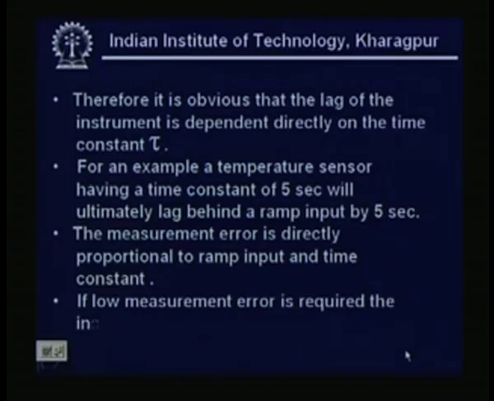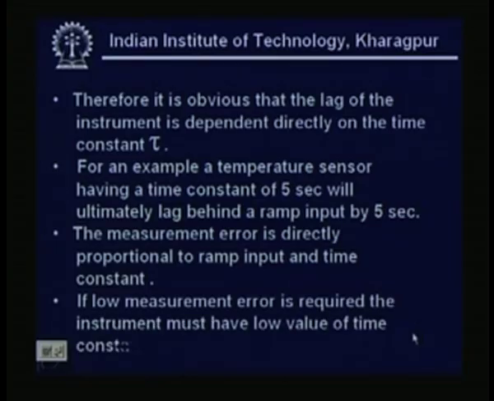If low measurement error is required, the instrument must have a low value of the time constant. It is quite obvious. This is not necessary in the case of step input, because ultimately it will reach the final value, and the time constant only controls after what time the steady state error will be 0. Whereas in the case of ramp input, if you want to reduce the steady state error, you have to choose the value of the time constant smaller and smaller.